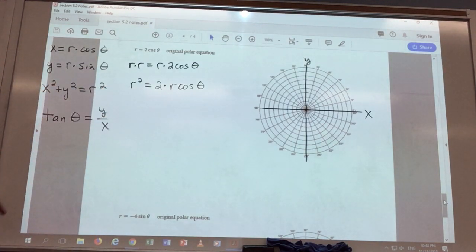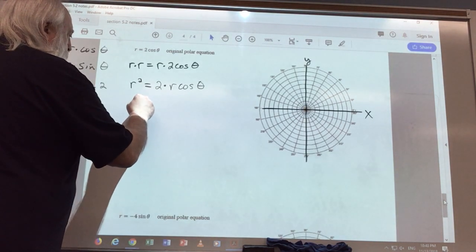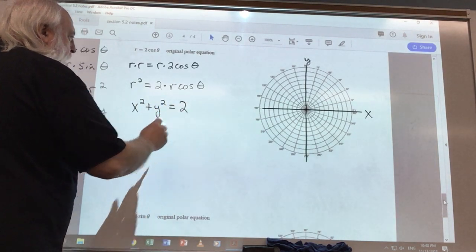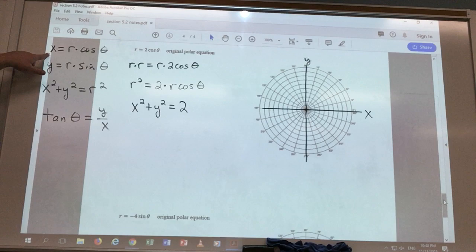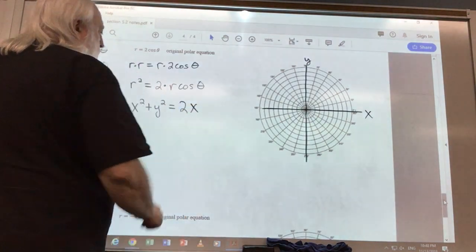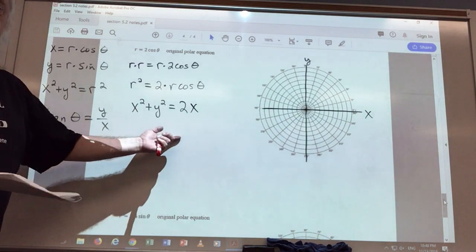And so on the left, we know that r squared is equal to x squared plus y squared. So I replace r squared with x squared plus y squared. And on the right, r cosine theta is equal to x. So I have 2 times x on the right. So now we have an equation in rectangular coordinates, just in terms of x and y. There are no r's and there are no thetas. But what's this the equation of?